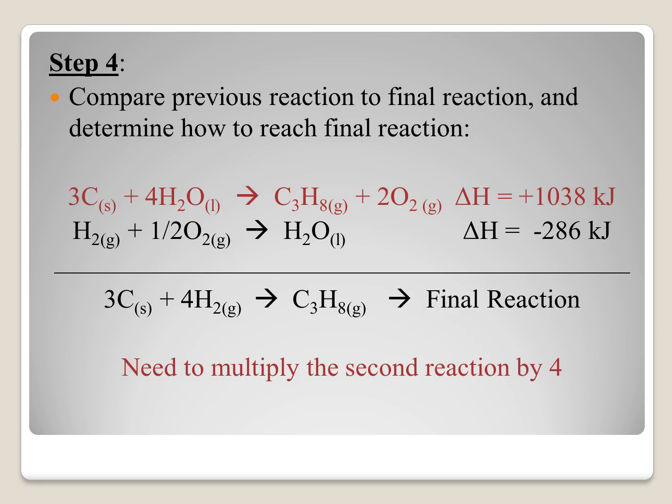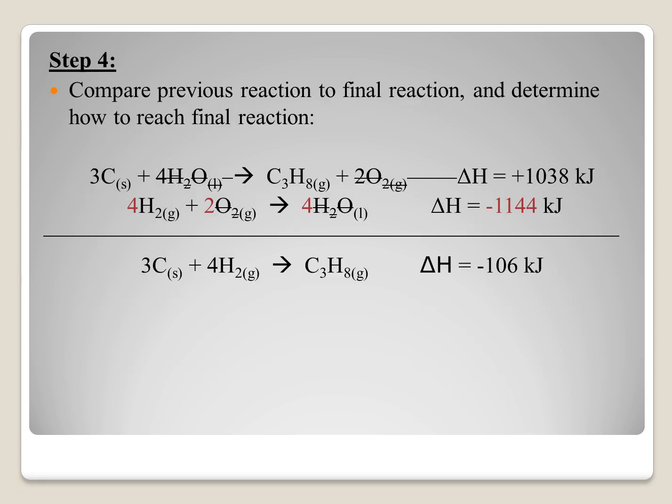Compare this new reaction to the reaction that you are working towards. You will see that there is oxygen and water in the balanced equation that is not in the reaction that we are working towards. By adding the other given reaction multiplied by 4, you are able to cancel out these entities and are left with the final reaction that you are working towards. Ultimately, you will end up with a reaction that you are working towards and an enthalpy change for that reaction.